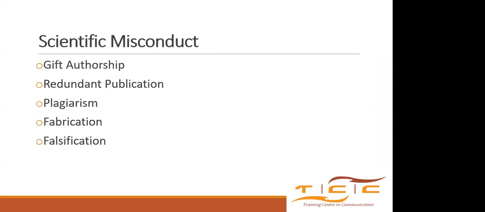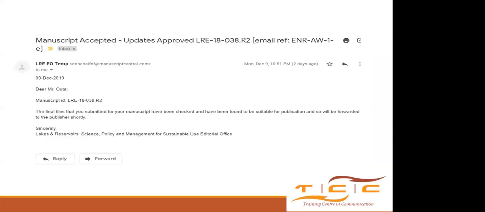For those who are published, you might know. We have several things that we call scientific misconduct. So gift authorship is where you gift your friends with authorship. They have not done anything on that paper. You just put their names there because they are either your spouses or they are your friends. So that is not right. Redundant publication, plagiarism, fabrication, falsification, those are misconduct. So those are things that should not happen in science. I think these are things we know. I'm just reminding ourselves.